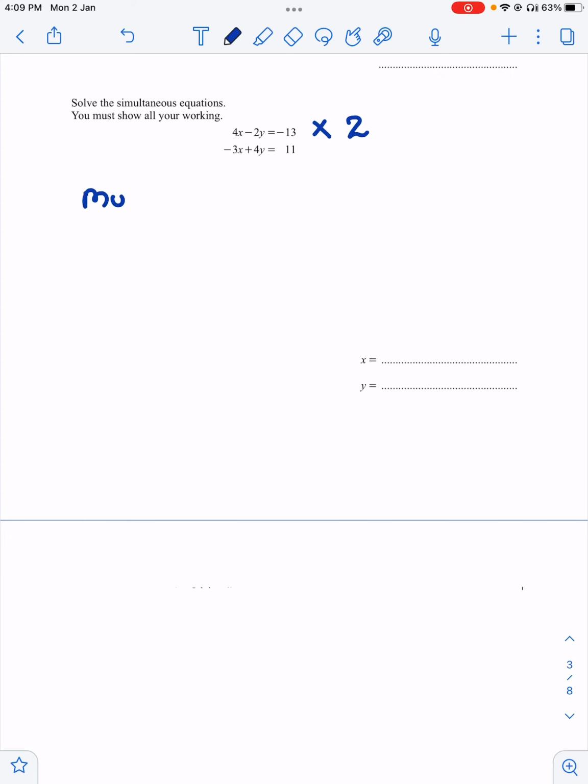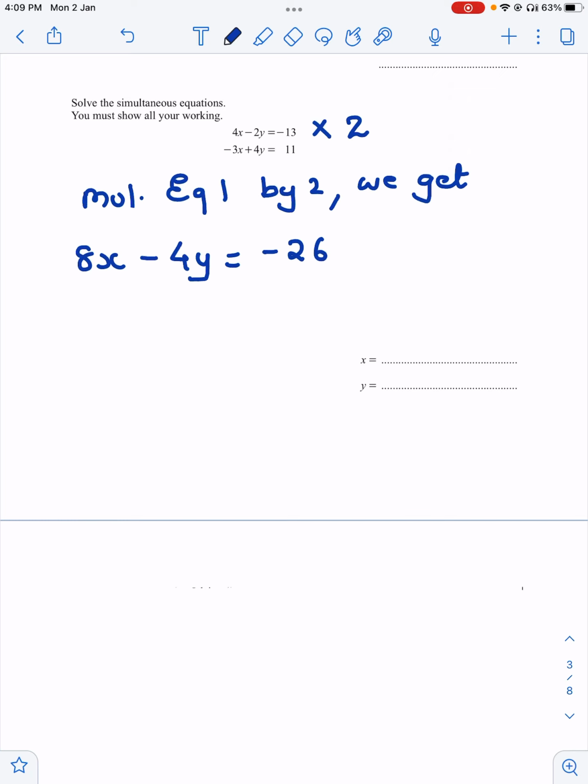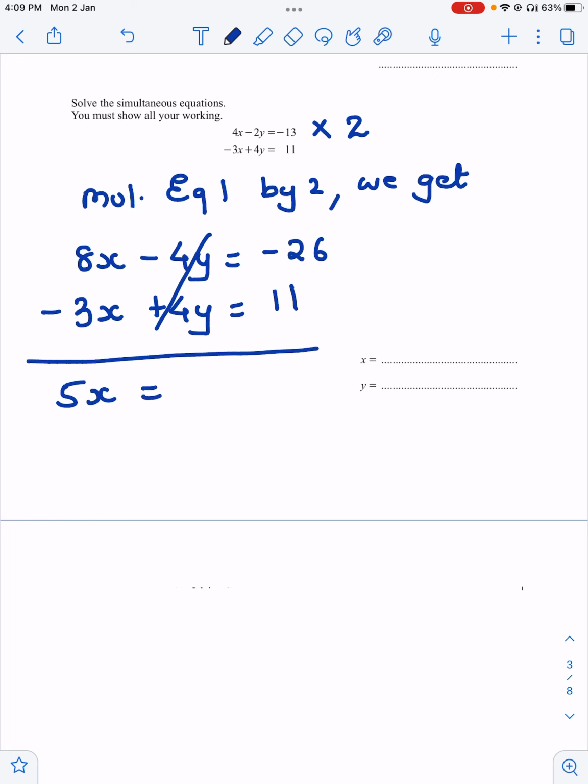So I write, multiplying equation 1 by 2, we get 4 2s are 8x minus 2 2s are 4y is equal to minus 13 into 2, minus 26. Second equation I haven't done anything, so it will be written as it is, and I solve it. 8x minus 3x gives me 5x, plus 4y minus 4y is 0, minus 26 plus 11 gives minus 15. So x is equal to minus 15 upon 5.